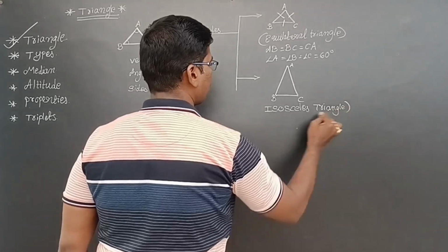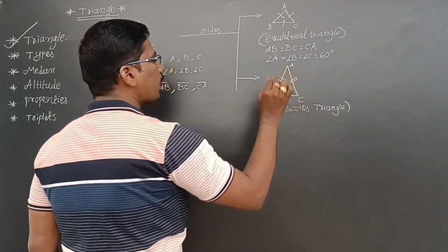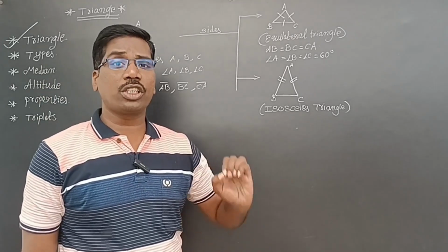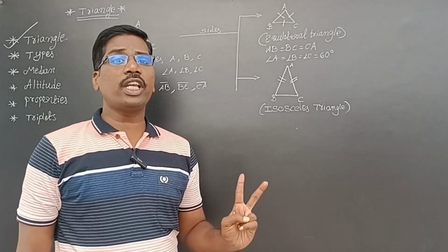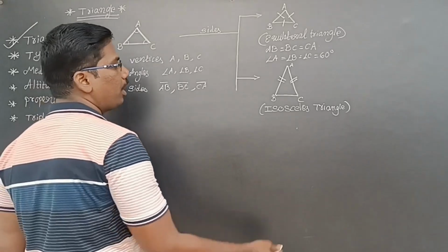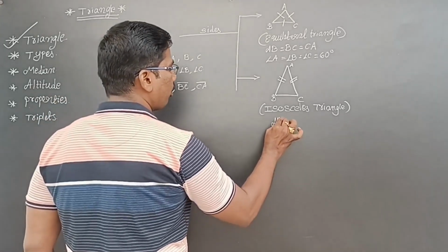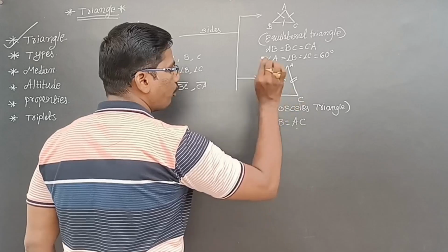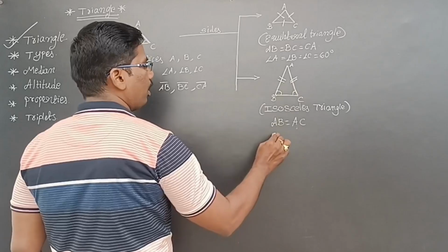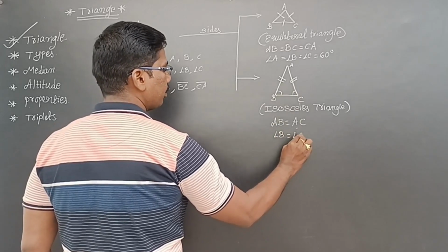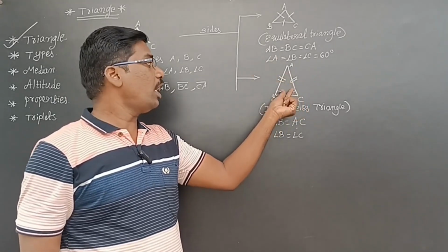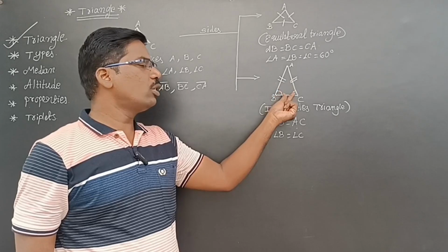What is this isosceles triangle? A triangle in which two sides are equal is called an isosceles triangle. In an isosceles triangle, two sides are equal, meaning AB is equal to AC. And one more important property: the angles which are opposite to equal sides are equal, meaning angle B is equal to angle C.